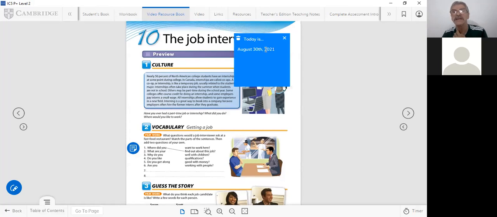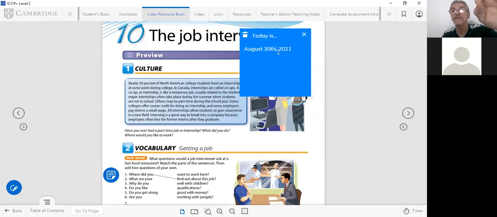According to this, we were supposed to cover this last Monday, you see? But you decided on Monday that we were going to cover the workbook, okay? So we went to the workbook.